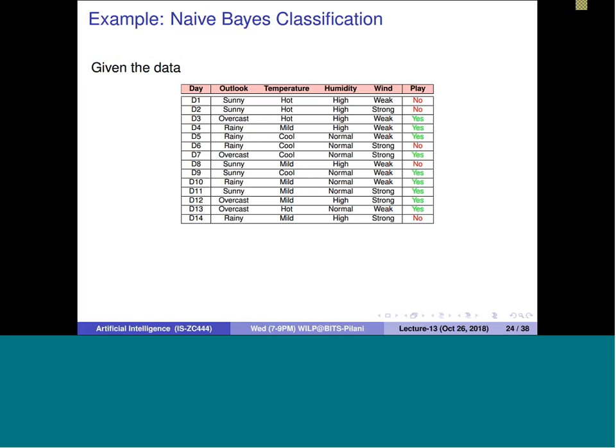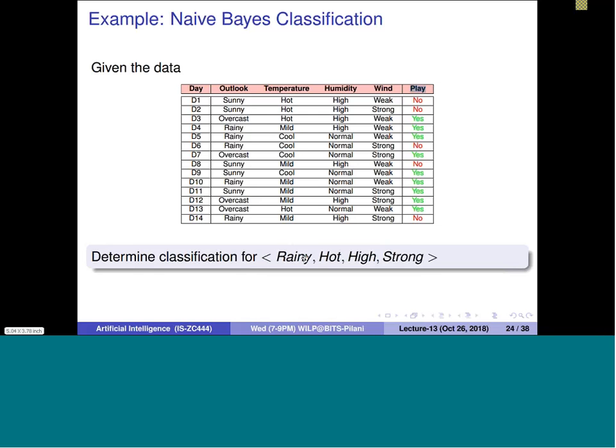See this example. Let me give you this data: 14 data items. Outlook is sunny, overcast, rainy, and so on. Temperature is hot, mild, cold. Humidity is high, normal. Wind is weak, strong. Then whether I am going to play tennis or badminton or not is written as no, no, yes, no, yes, and so on, and this is the final classification. My point is, given something, I want to tell what the classification is. Determine the classification for rainy, hot, high, strong.